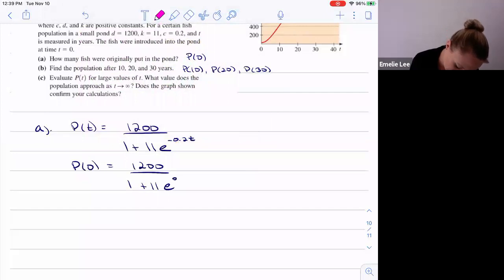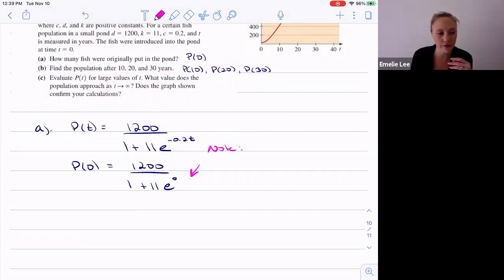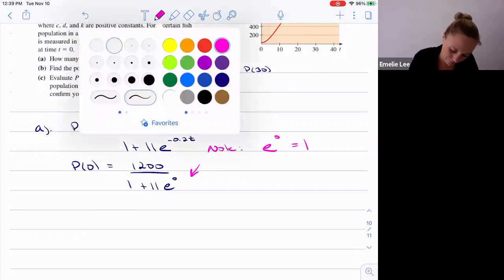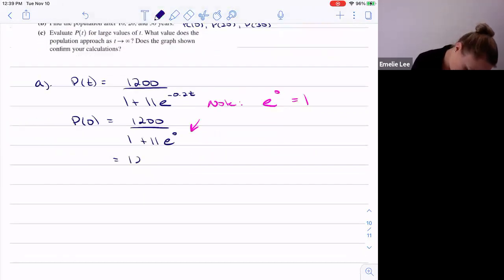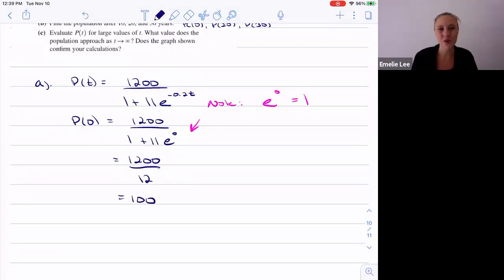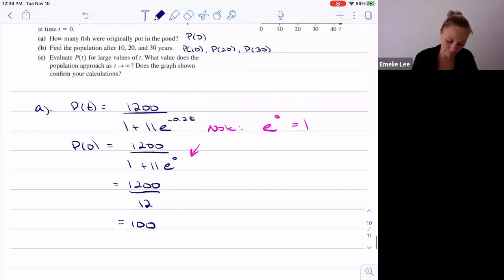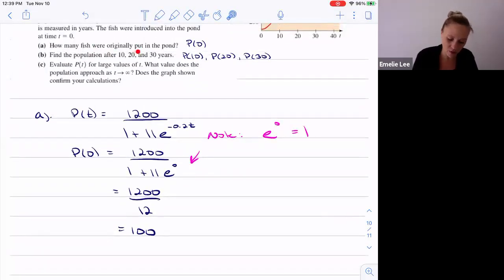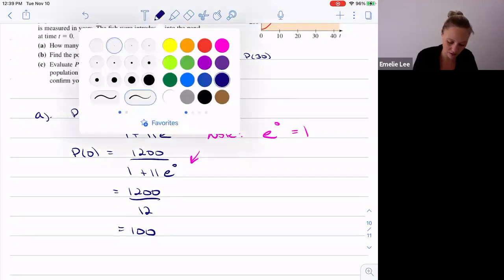One thing to keep in mind here, and this is going to be really useful and make your work a lot quicker, is that e to the power of 0 is 1. So 11 times e to the power of 0 is just 11, so 1 plus 11 is 12, and 1200 divided by 12 should be 100. So initially 100 fish were in the pond. How many fish were originally put in the pond? 100.